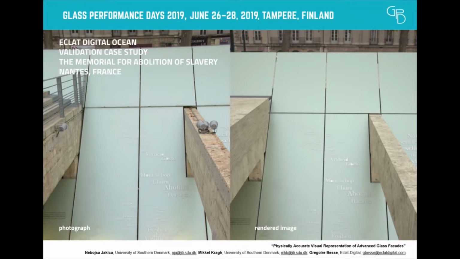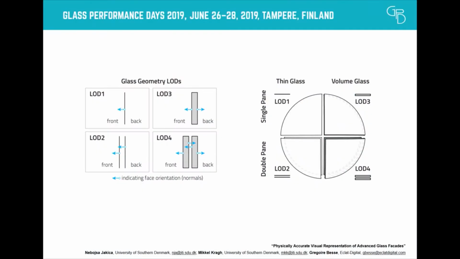Also, one of the best examples in visualizing complex glazing comes from ECLA Digital Ocean. And here, I don't know if you can see that pointer. Okay. There is a complex glass configuration with etched glass, printed glass, laminated, and it's able to show all the optical effects of the complex glazing using spectral simulation. And I will explain just in a couple of slides.